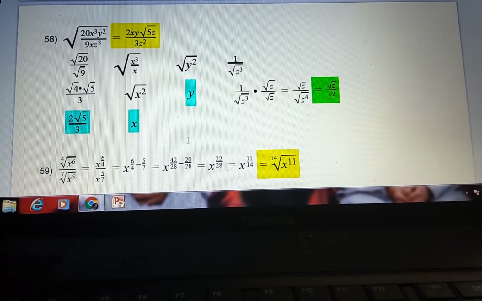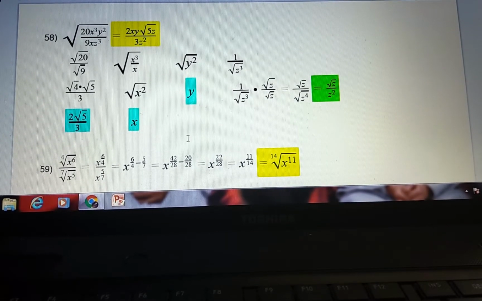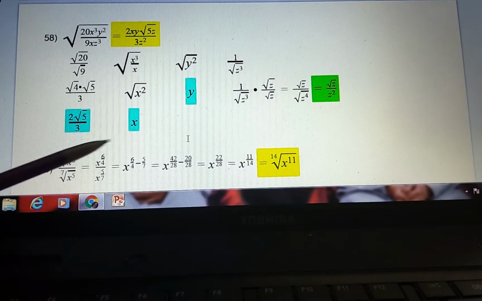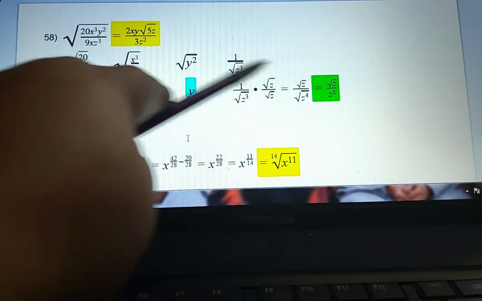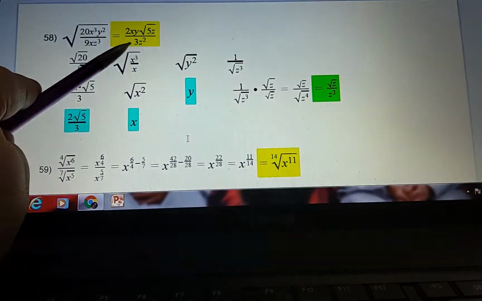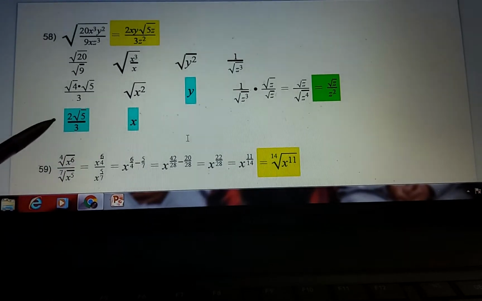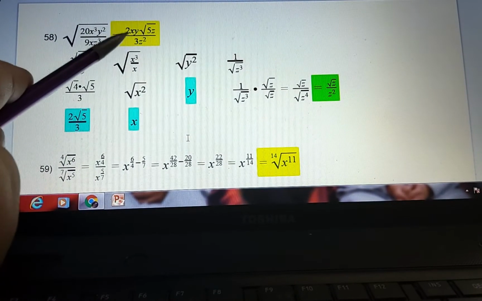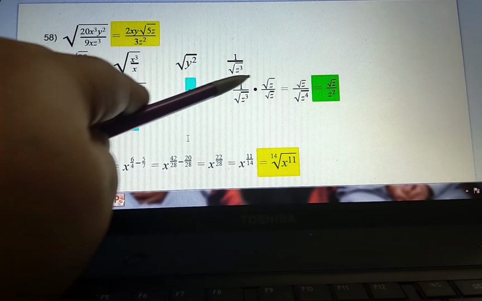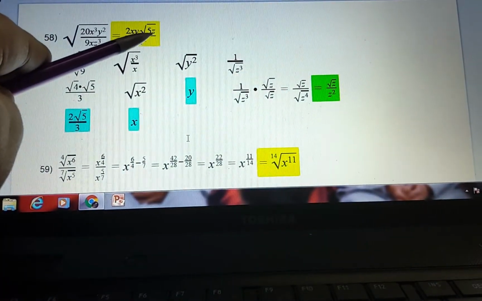Now, I have to put it together. This is where the things on the bottom stay on the bottom, the things on the top stay on the top. So the 3 is on the bottom, the z squared is on the bottom. So that's what I have on the bottom here. Everything else goes on the top. Remember that the 2, the x, and the y go out front, and the 5 and the z go underneath the square root together.